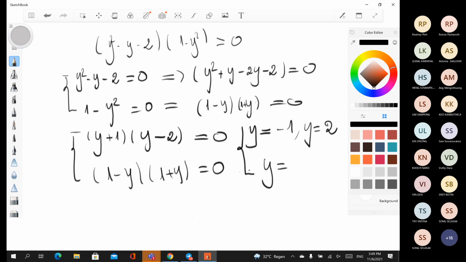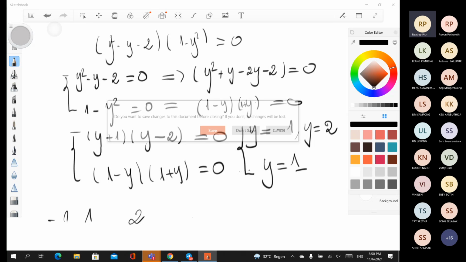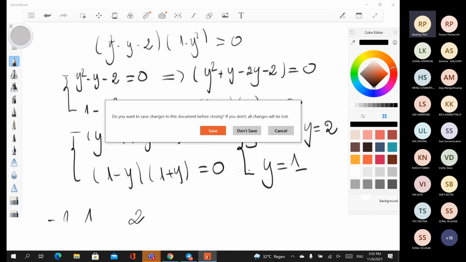Because y equal to -1 is the same as here, you do not repeat the result. Our equation is a 4-degree equation, but you have only 3 answers because y3 and y4 equal -1, the same. So you have -1, 1 and 2, right? Yes. Okay.